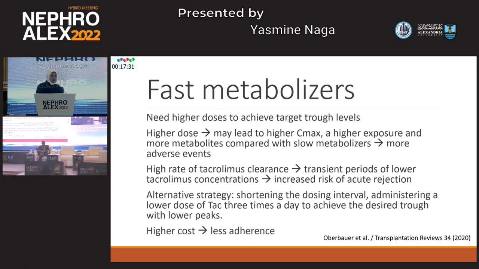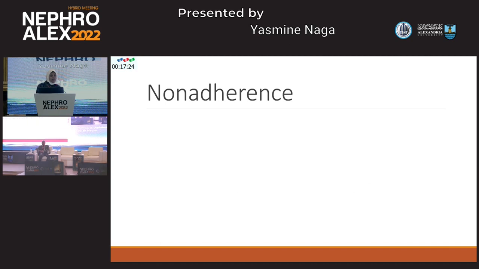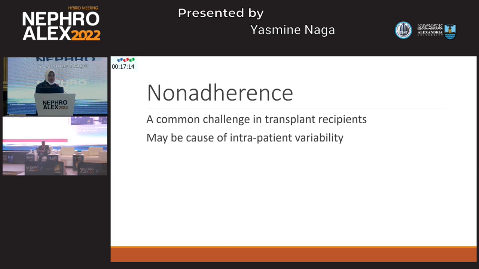And of course, the fast metabolizers have a very big problem of the higher cost, and this higher cost leads to less adherence. And maybe non-adherence is a very common and very problematic issue in transplant patients. Now, especially in the young individuals, common challenge, and it may cause intrapatient variability. Sometimes when a patient comes with a low level and you ask him, have you been taking the drug correctly? He tells you, I sometimes forget, I take it on wrong times, the treatment I dispensed was over and I did not have time to refill the prescription.